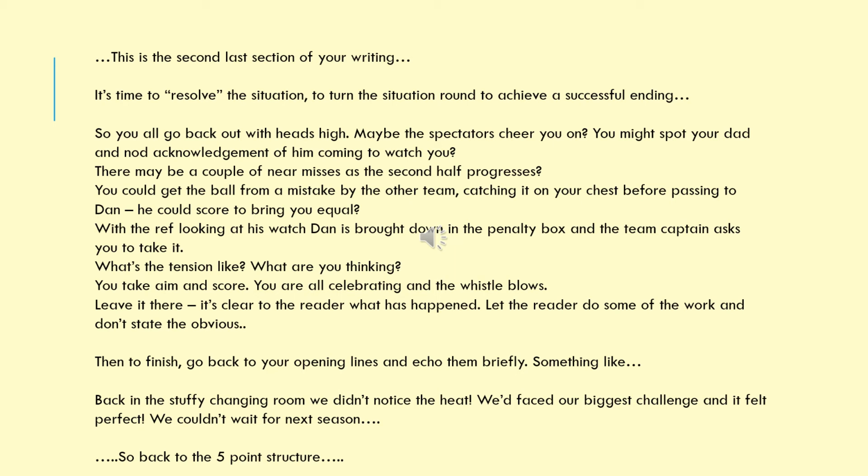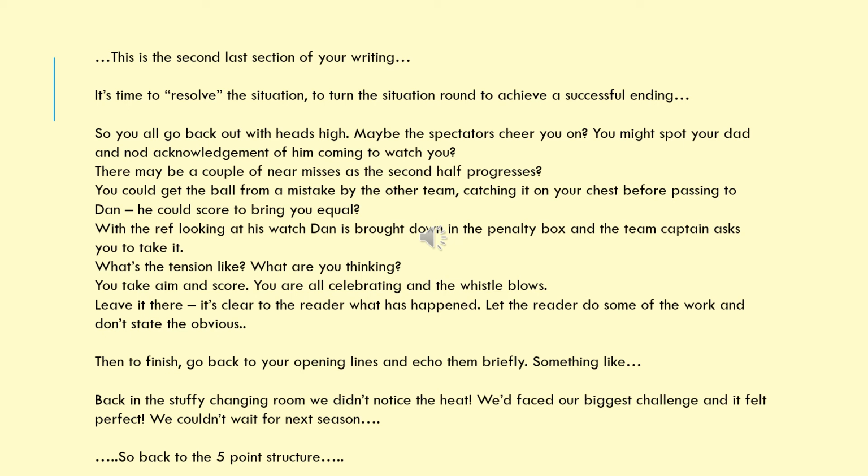And if you look at the writing on this slide, again, there's some ideas about what sort of items you might include. You could go back with your heads held high on the second half. What are the spectators doing? You might spot a relative, your dad or somebody, and note a nod and acknowledgement of him coming to watch you. There might be a couple of near misses, which again keeps the tension going, and so on. If you read those down, you'll see there's all sorts of other things where you could progress this story.